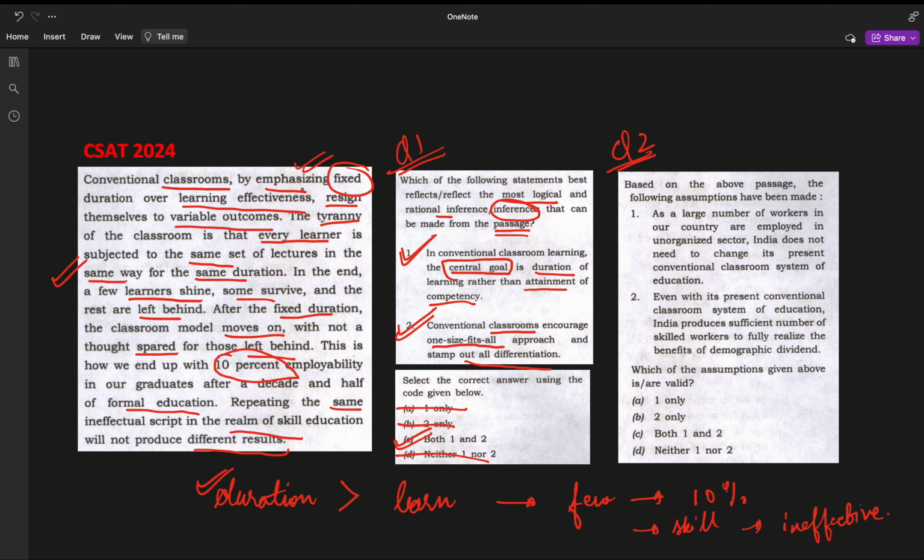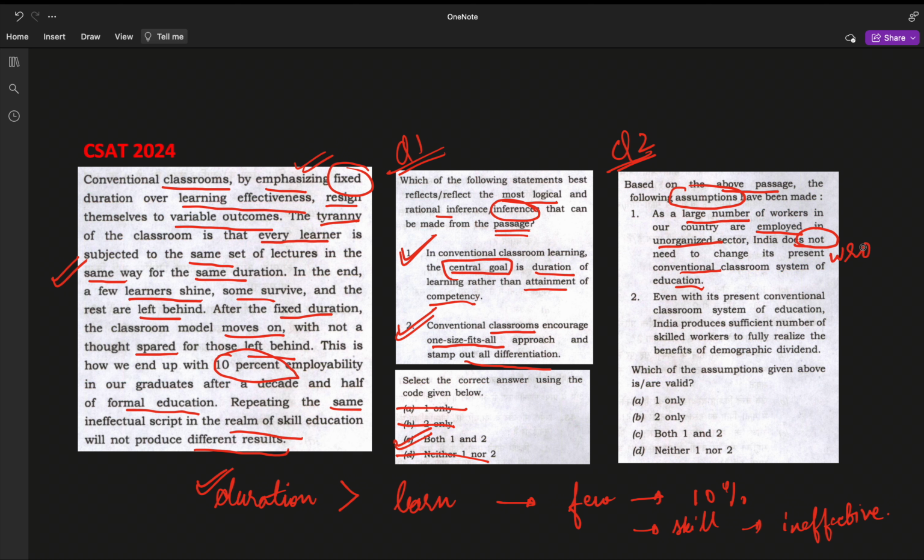So simply by understanding the passage, you are able to solve one question, but the bonus is you also have a second question attached with the same passage. You don't need to read any further. Let's move to the question. Based on the above passage, the following assumptions have been made. All right. As a large number of workers in our country are employed in the unorganized sector, India does not need to change its present conventional classroom system of education.